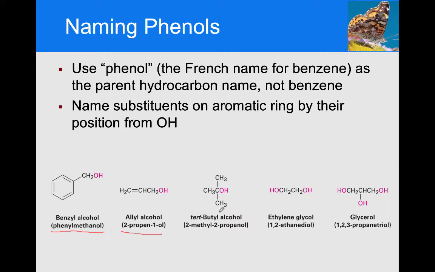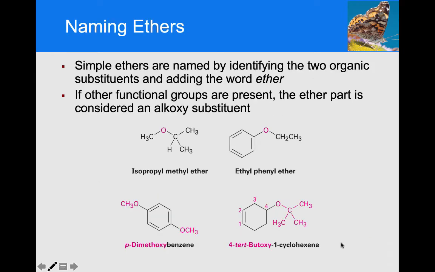This is tert-butyl alcohol. The actual IUPAC name would be 2-methyl-2-propanol. Ethylene glycol, 1,2-ethanediol is the IUPAC name. This is glycerol, 1,2,3-propanetriol.